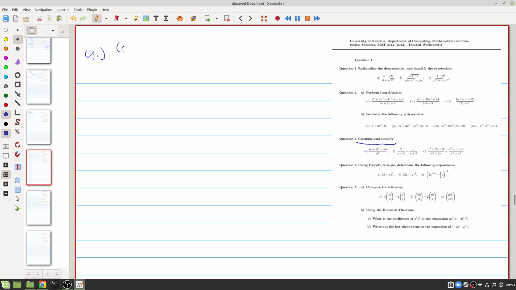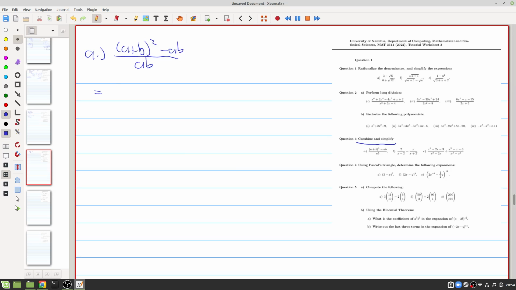So the question is (a + b) squared minus ab, and this is all over ab. Okay, so no fractions we have to add together or anything. So let's just multiply out the top.